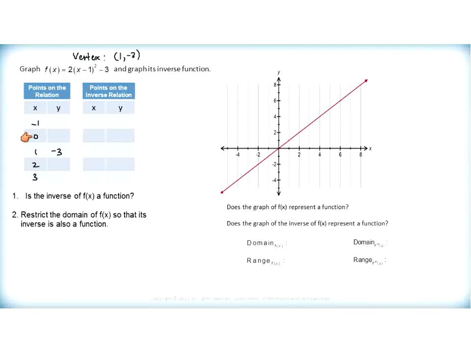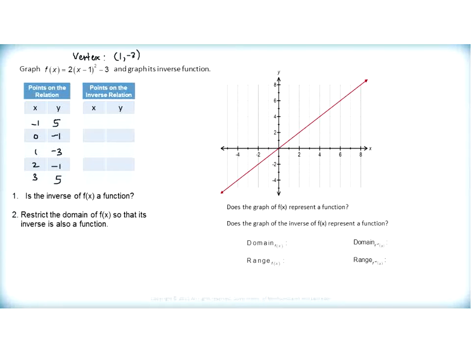Let's plug these values of x into the equation and find values for y. If we plug in x equals 0, we'll have negative 1 squared, which is 1, times 2, which is 2. Subtract 3 is negative 1. If we plug in negative 1, negative 1 subtract 1 is negative 2. Negative 2 squared is 4. 4 times 2 is 8. Subtract 3 is 5. We should also know that the two values on the other side would be the same because a parabola is symmetrical. Of course, you could always plug those in to be sure, but that's how they will work out.